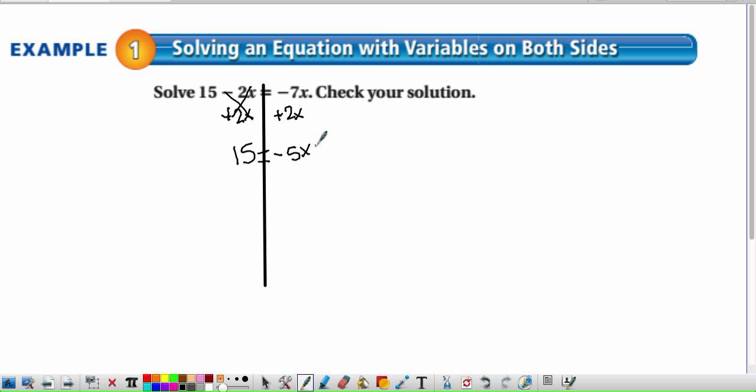Now that we have everything combined that we possibly can, we need to solve for x, or get x by itself, or isolate x. What is with x right now is this multiplying by negative 5. The inverse of multiplying by negative 5 is dividing by negative 5. So we are going to divide both sides of the equal sign by negative 5, because remember, we have to keep it balanced. What we do to one side, we do to the other. Negative 5 divided by negative 5 is 1, so we have 1x left on this side, and 15 divided by negative 5 is negative 3.